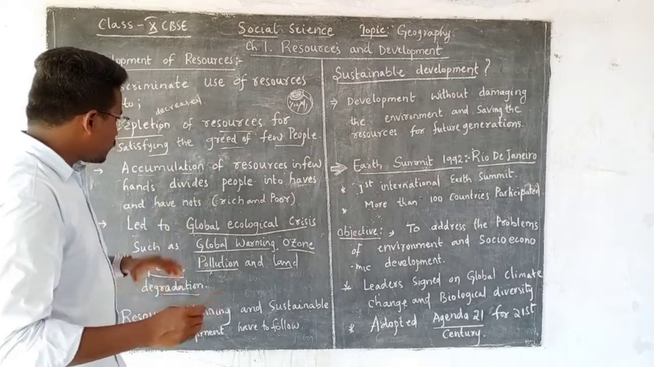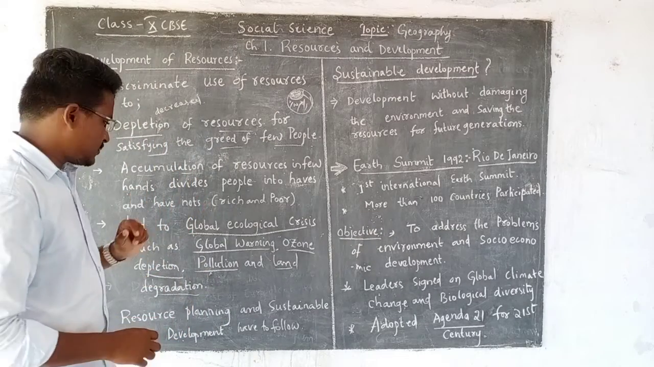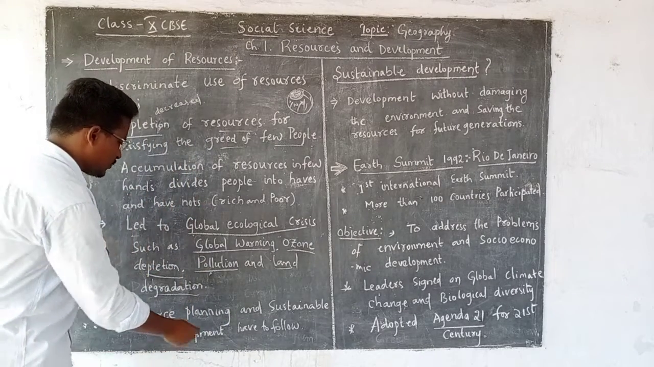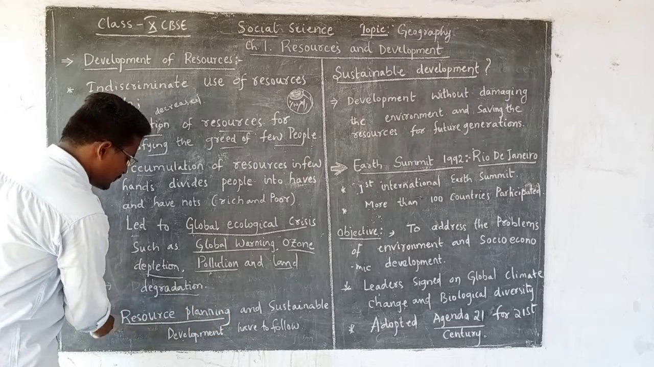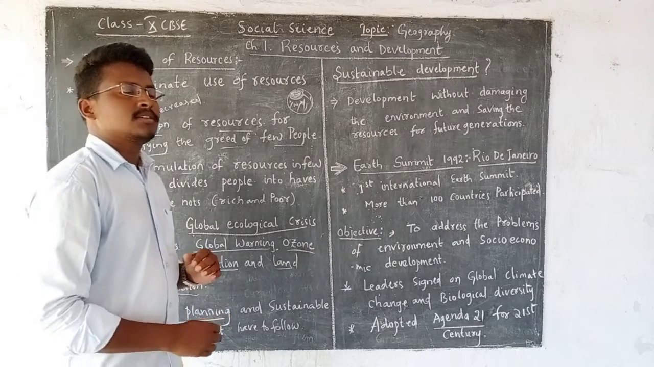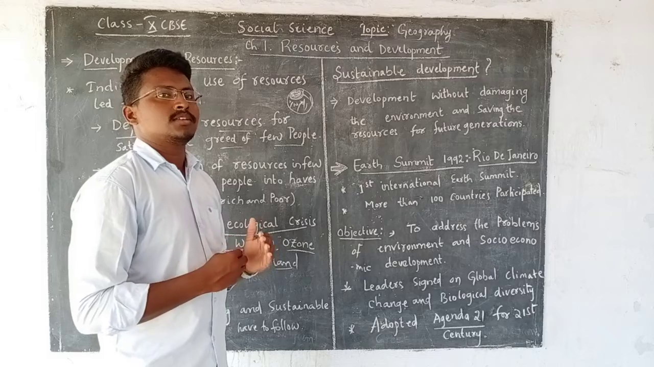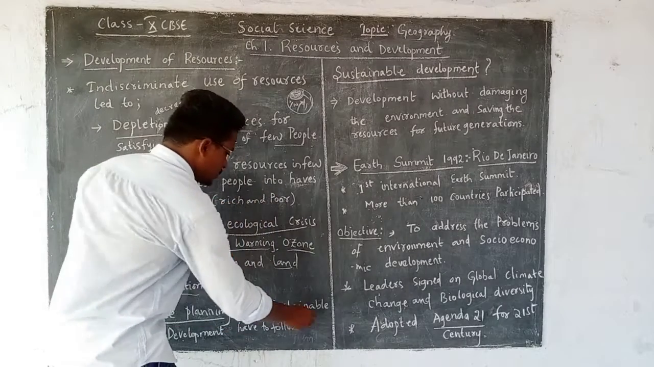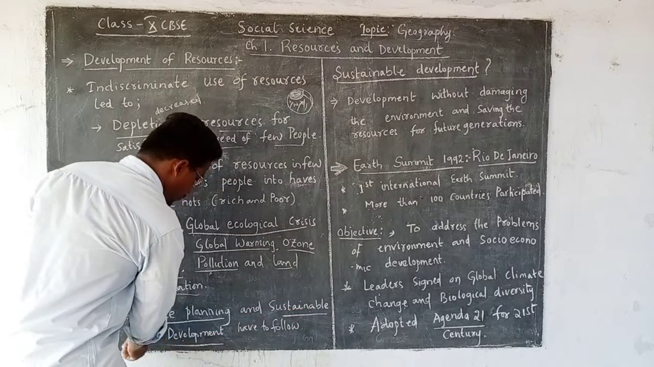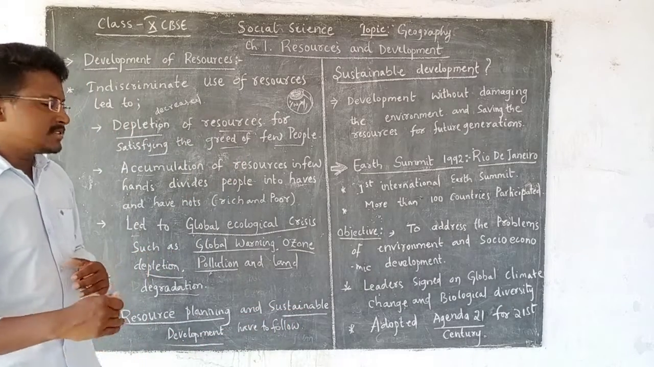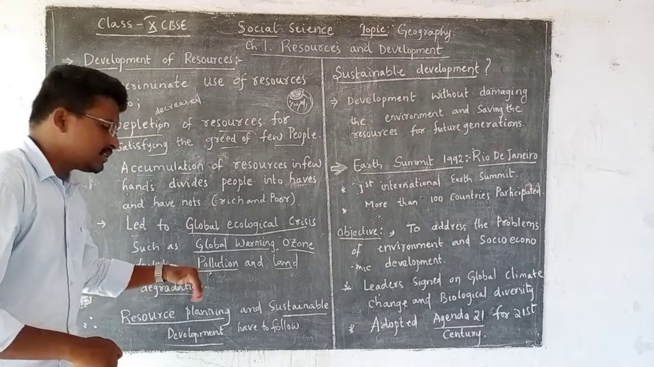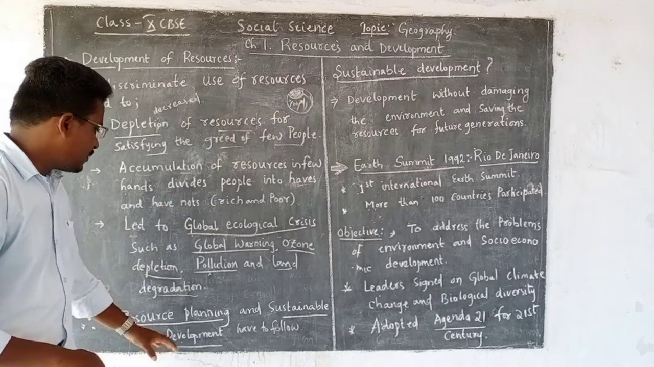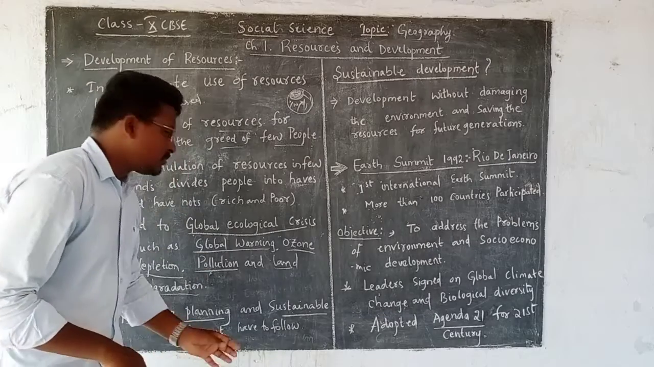So in order to avoid these problems, in order to solve these problems, what we are supposed to do is that we should have resource planning. That means we should try to use resources in a planned manner, and at the same time we should follow something known as sustainable development. So we will see what resource planning is in the next lecture. At present, we will see what we mean by sustainable development.